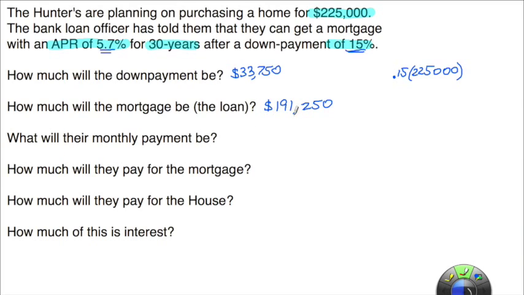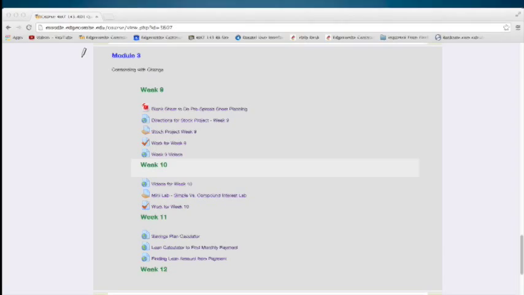Alright, now we need to find their monthly payment. So we're going to use this number here, how much we're going to be borrowing. We're going to be using the 30 years, and we're going to be using the APR of 5.7%. So you might want to write those down before we go to our website. I definitely am. So 191,250, 5.7, and 30 years.